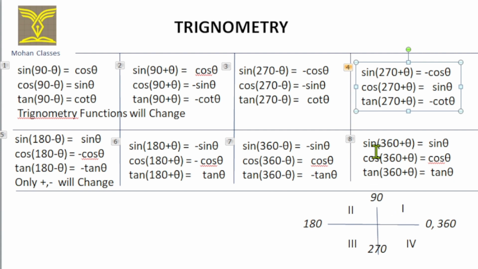Then sine 360 plus theta. It will come into the first quadrant. In the first quadrant, all are positive. Therefore, sine 360 plus theta is sine theta, cos 360 plus theta is cos theta, tan 360 plus theta is tan theta. It's clear?